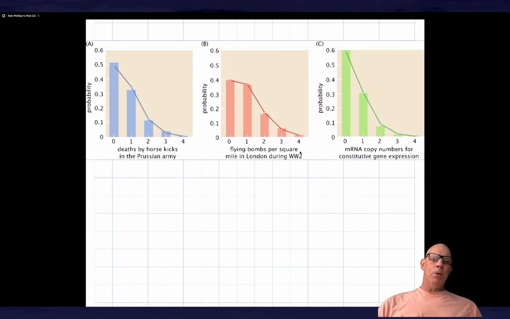A similar thing happened in the context of death by horse kicks in the Prussian army, because certain units had multiple people killed by a horse kick and others had no people killed, and they wondered whether this was due to some weakness of the commanding officers. And in fact, in both of these cases, you can show that the observed numbers are consistent with random processes where somebody's got to be the loser, rather than bad commanders or targeting of bombs over London during World War II.